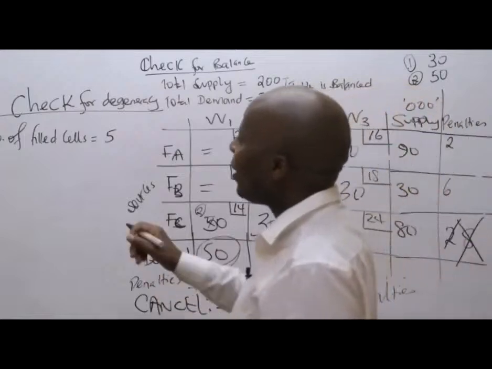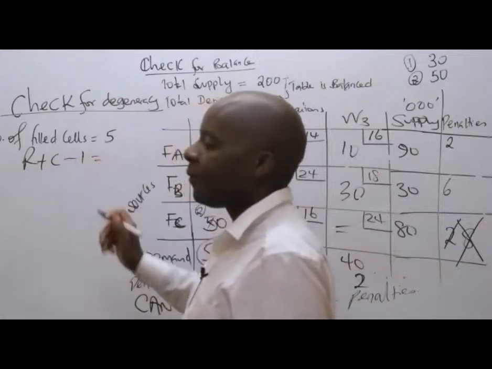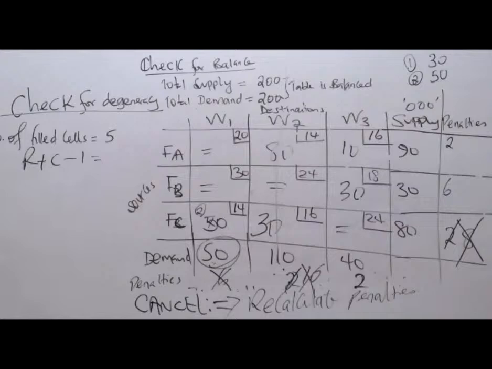Please come and compare this with a very important statistic, R plus C minus 1. R stands for rows. Rows plus columns minus 1.